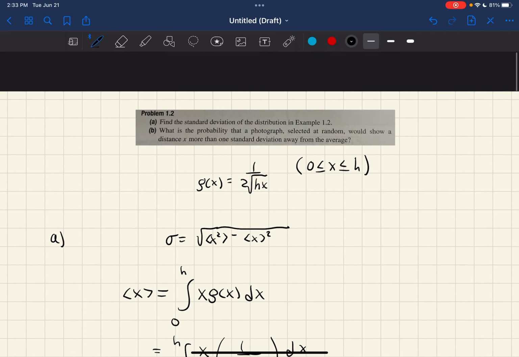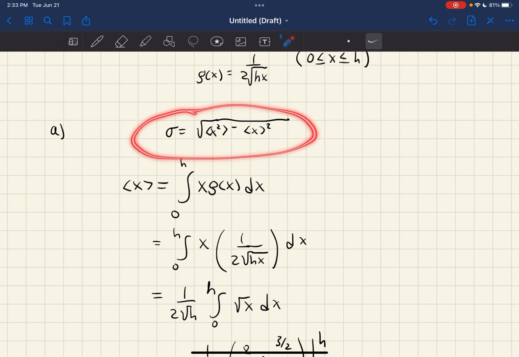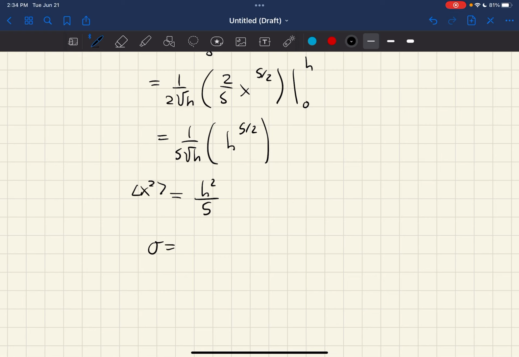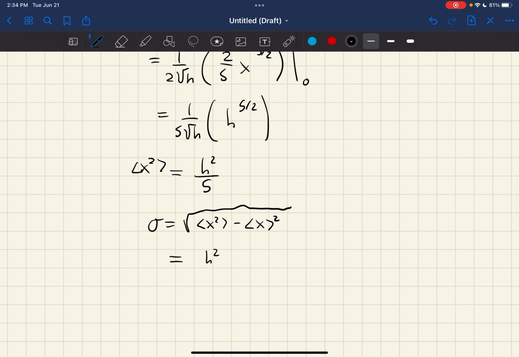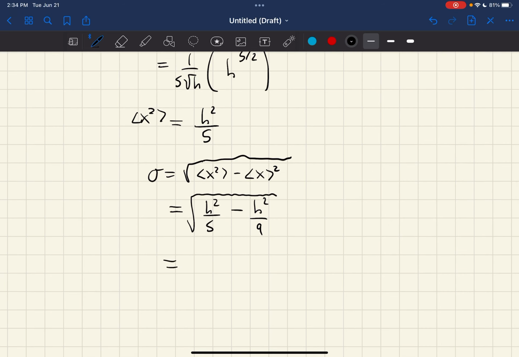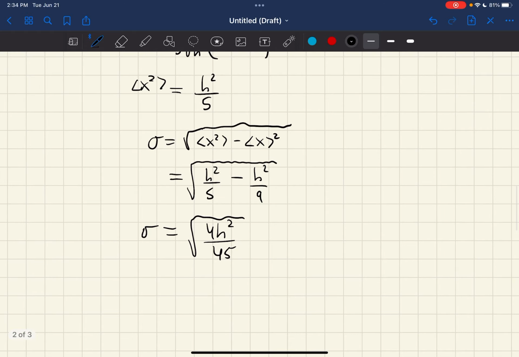So now we're finally ready to plug this in to this standard deviation equation right here. So let's go ahead and do that. This equation, once again, is the square root of the expectation value of x squared minus the expectation value of x, quantity squared. So we found that the expectation value of x squared is h squared over 5, and the expectation value of x, quantity squared is h squared over 9. So if you find a common denominator here, you multiply this by 9, that times 5, you get 4h squared over 45, square root. And then that can simplify to 2h over 9 times 5, and if you square the 9, you get 3 root 5. This is the answer for part A.